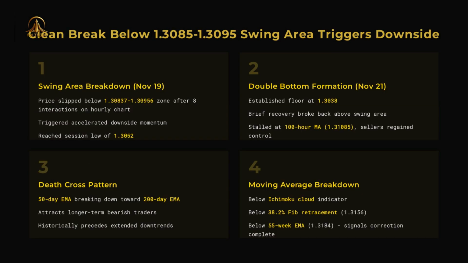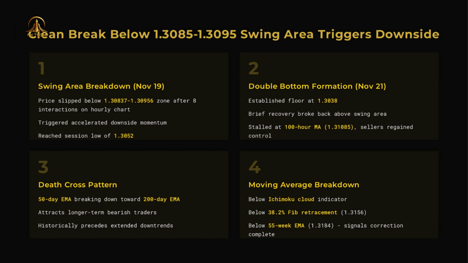4 key technical developments defined this week's price action. First, on November 19th, GBP/USD broke cleanly below the 1.30837 to 1.30956 swing area after interacting with this zone 8 times on the hourly chart. This breakdown triggered accelerated downside momentum, with the pair reaching a session low of 1.3052. Second, on November 21st, a double bottom formed at 1.3038, and the pair briefly recovered back above the swing area.